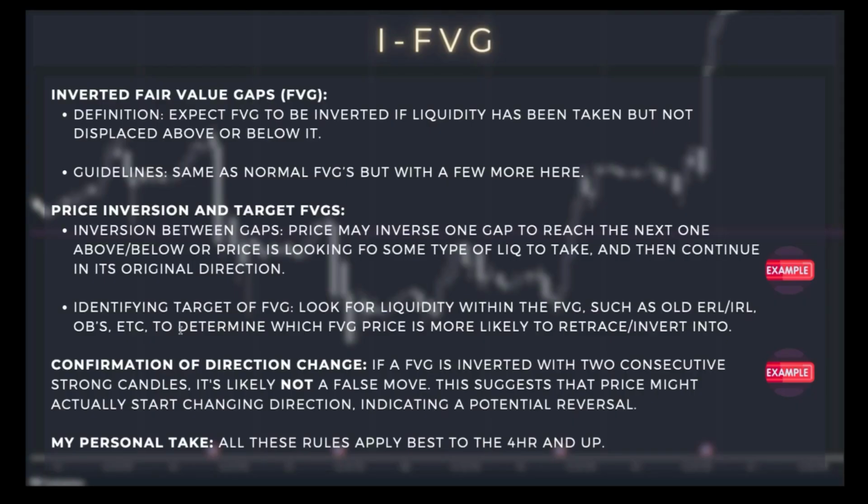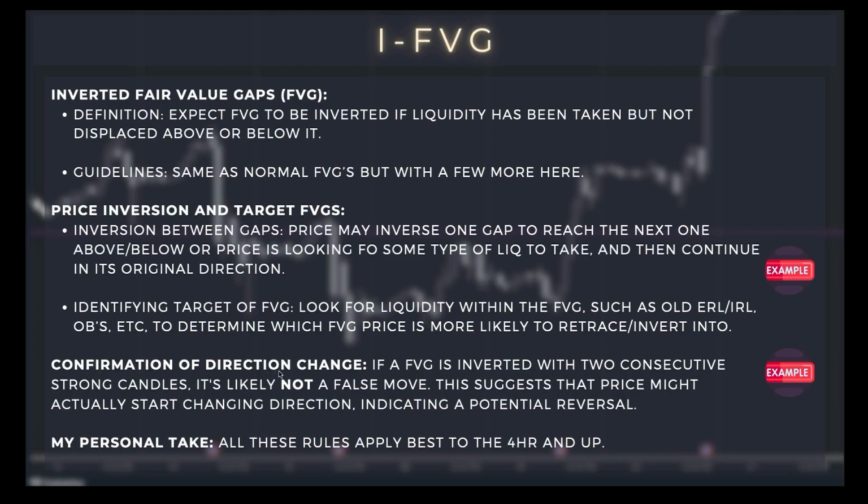Okay. Next, we have identifying the target of a fair value gap. So look for liquidity within the fair value gap, such as old ERL/IRL, order blocks, etc. There could be a lot of things inside that fair value gap to determine which fair value gap price is more likely to retrace/invert into. You'll see an example of that as we go down further, but if you know what I'm talking about, you'll definitely have an easier time finding where price is moving towards, or why it may invert a fair value gap permanently or even temporarily.